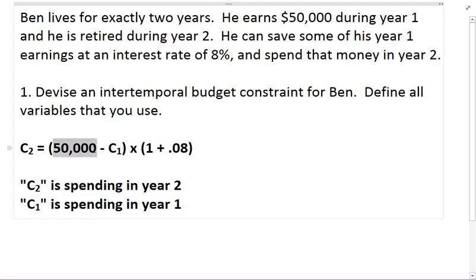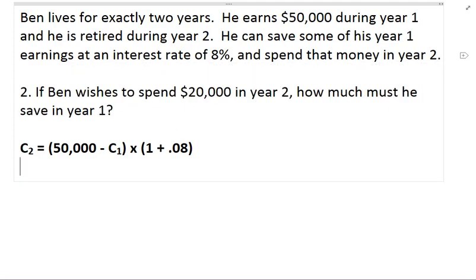50,000 is Ben's earnings in year 1. That comes from here. The 0.08 is the decimal version of 8% interest. By the way, you don't need to use C1 and C2, especially if you're typing this. It's kind of a pain to do these subscripts all the time when you're typing. You can use any letters you want, A and B, C and D, doesn't matter. As long as you define the letters so I know what they are, then everything will be swell. Okay, that's question 1.